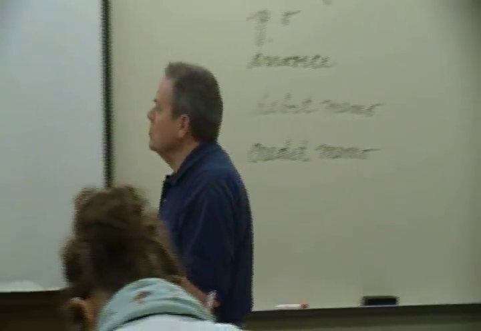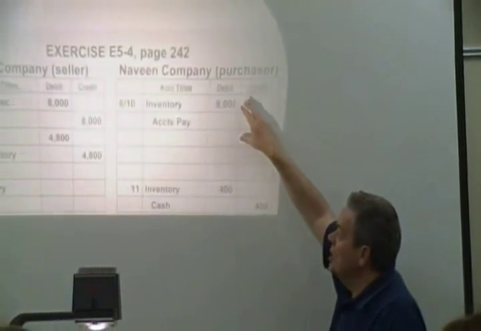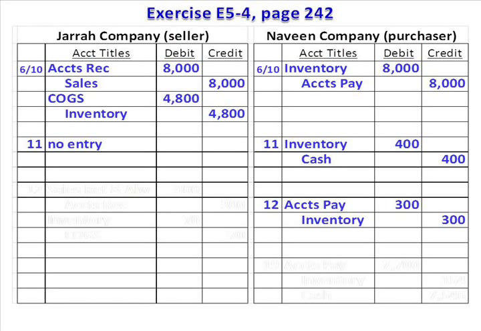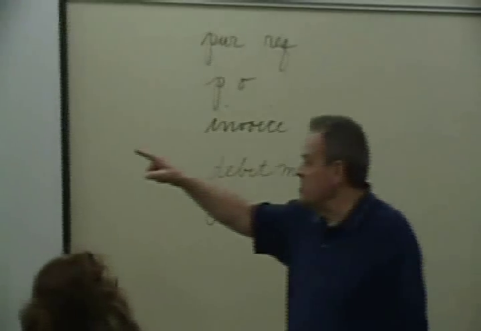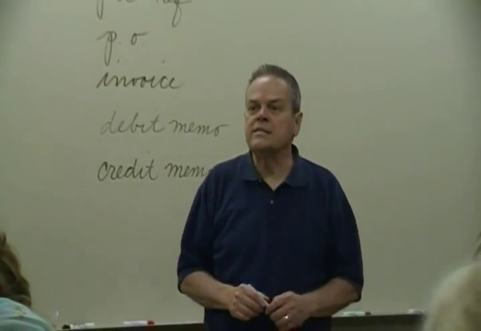Look back. If you look back at the original entry, this one, we want to undo this. Chris, say your entry for me, please. Accounts payable, debit for $300, inventory credit. Debit accounts payable and credit inventory. We sent those goods back. We don't have to pay for them. We don't have them anymore. We've decreased accounts payable and decreased inventory. Right, Chris? Right, class?